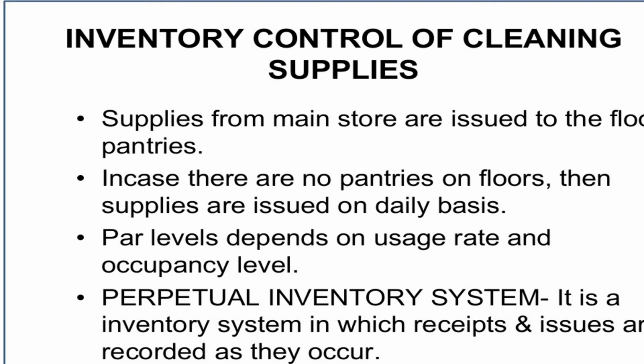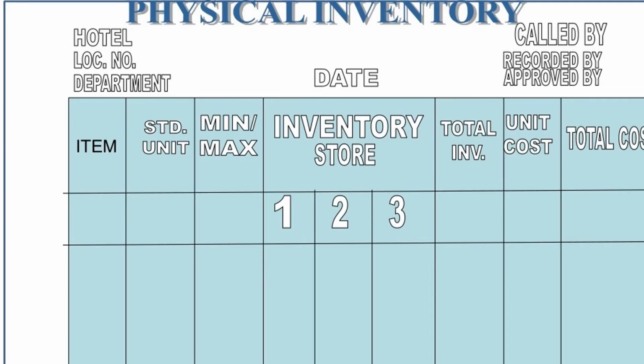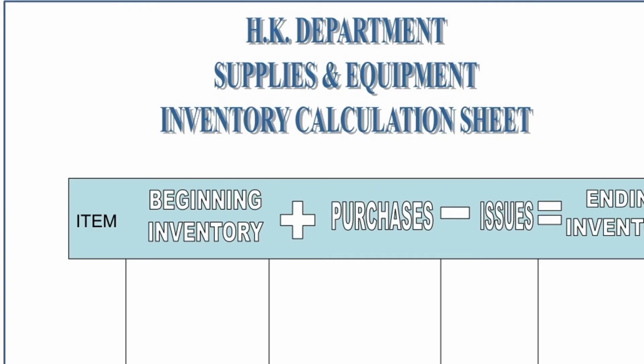Perpetual inventory system. It is a system where the approximate supply of the guest items is mentioned. This is a pattern of physical inventory which is done by the hotel staff members for the equipment. Housekeeping desk, housekeeping department control and equipment control sheet.